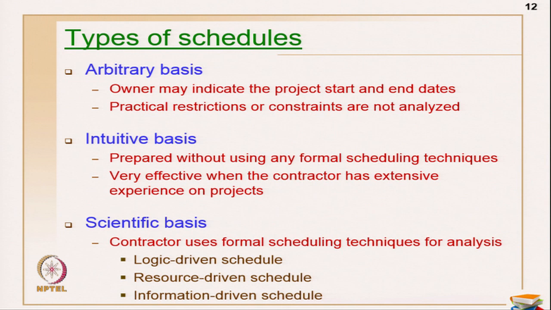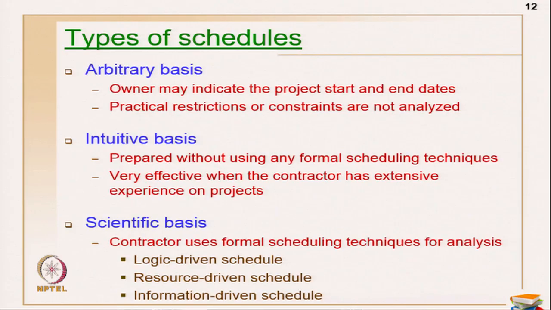In the arbitrary basis, the owner just indicates the project start and end dates. He says the project will start after one month and the end date will be after six months. So, he just arbitrarily indicates. The real practical constraints are not analyzed at all in this arbitrary basis, because it comes as an urgent mission, or as a compulsion or pressure on the person. So, these schedules are derived out of pressure from the clients.